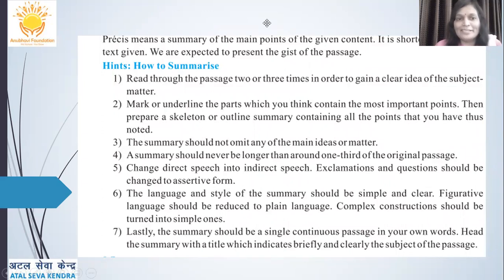Now, how to summarize? Read through the passage 2 or 3 times in order to gain a clear idea of the subject matter. Mark or underline the parts which you think contain the most important points. Then prepare a skeleton or outline summary containing all the points that you have thus noted. The summary should not omit any of the main ideas or matter. A summary should never be longer than around 1/3 of the original passage.